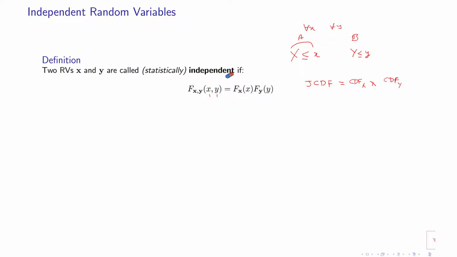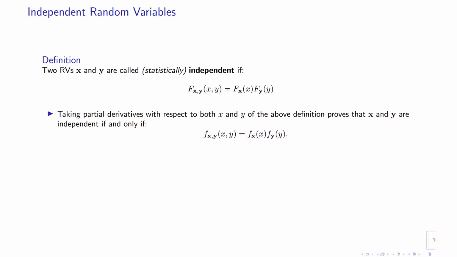In contrast to the independence of two events, which is just one equality, independence of two random variables is not just one equality, but an equality which should be satisfied for all x and y. So if you take the partial derivative of this with respect to x and then the partial derivative with respect to y, this becomes the joint PDF. So here you see that the joint PDF becomes equal to the product of the marginal PDFs.